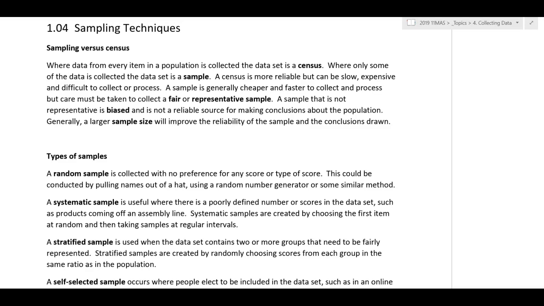We are collecting data generally, and today we are looking at sampling techniques. Not the way that we might record some modern music. No, not that kind of sampling. We are looking at how we collect our data, how we get that data.